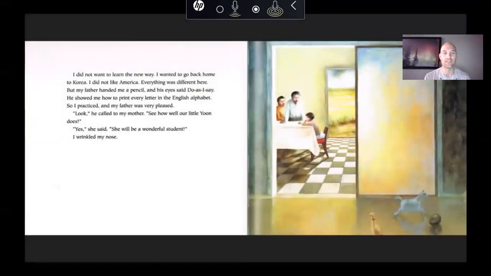I did not want to learn the new way. I wanted to go back home to Korea. I did not like America. Everything was different here. But my father handed me a pencil, and his eyes said, "Do as I say." He showed me how to print every letter in the English alphabet. So I practiced, and my father was very pleased. "Look," he called to my mother. "See how well our little Yoon does?" "Yes," she said. "She will be a wonderful student." I wrinkled my nose.